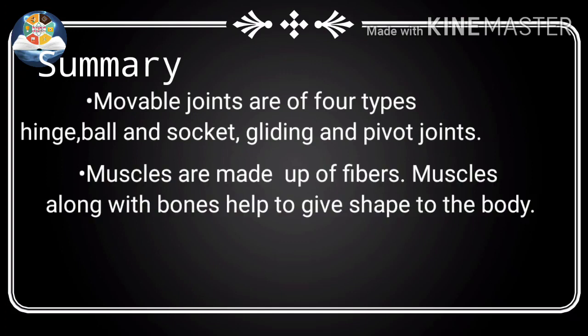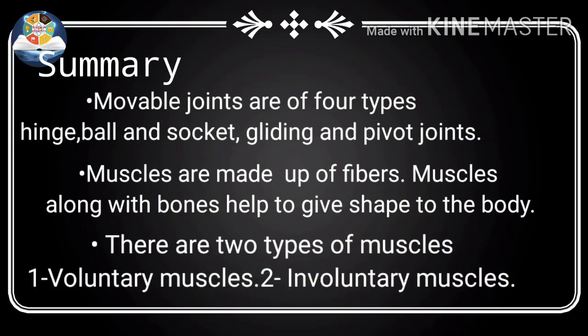Muscles are made up of fibers. Muscles along with bones help to give shape to the body. There are two types of muscles present in our body: voluntary muscles and involuntary muscles.